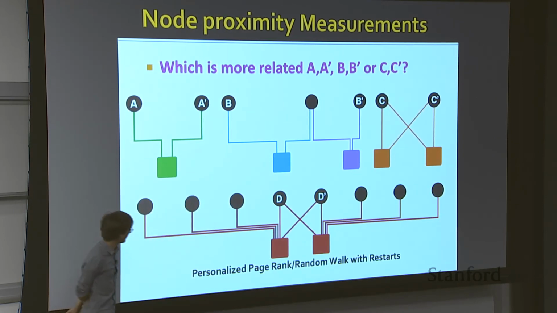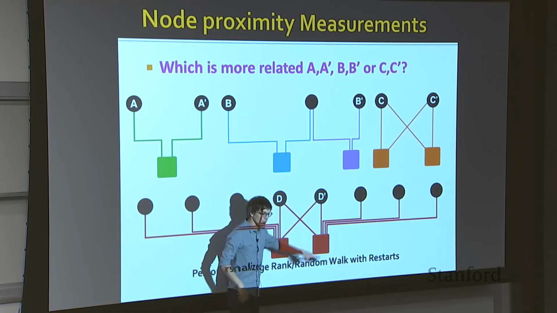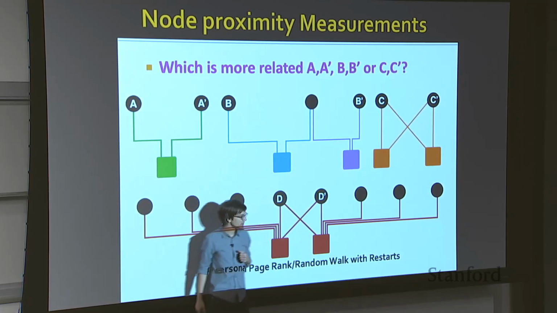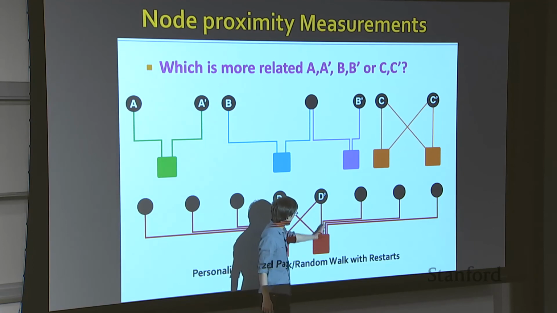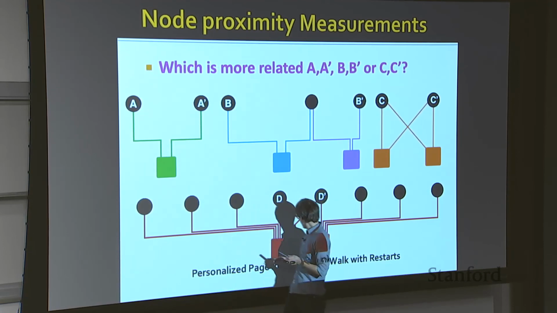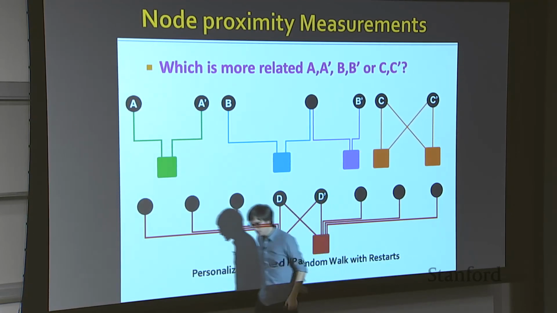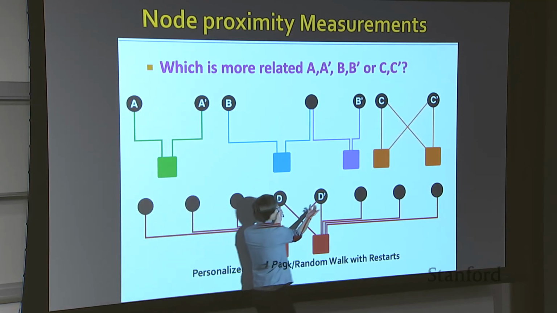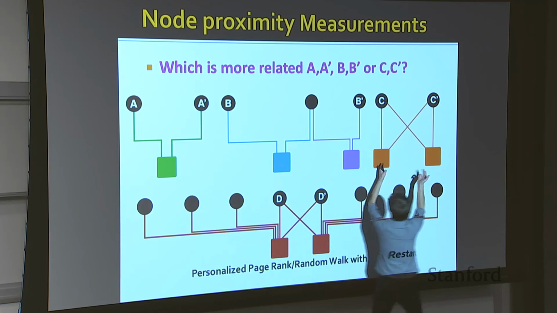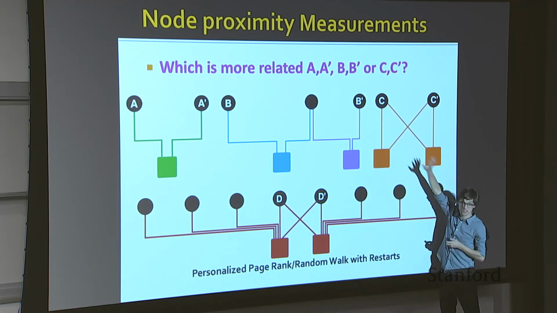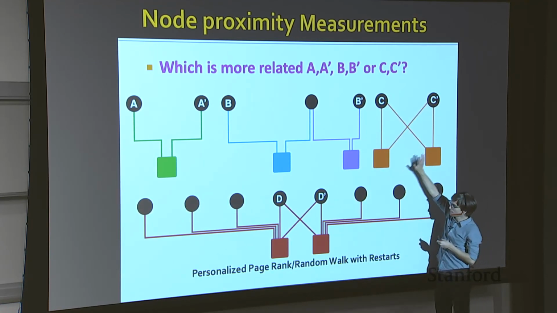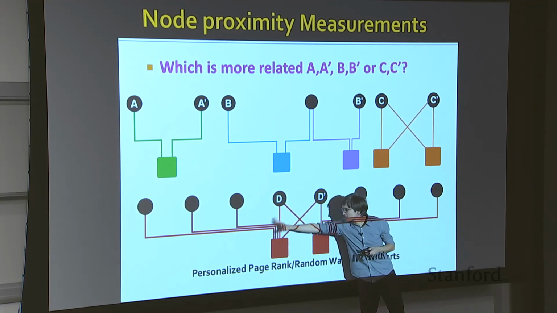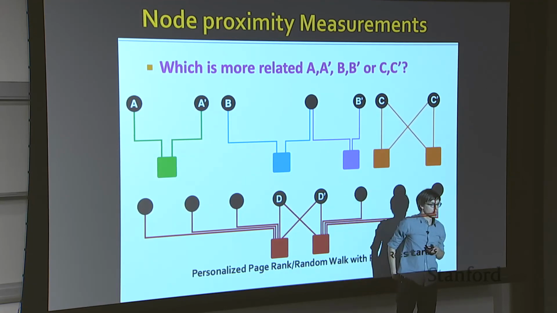Imagine the following. Imagine two red users who have both bought D and D prime, but then this user also bought a bunch of other items, and this other user bought a bunch of other items. And now you can say, are D and D prime more related than C and C prime? And we'd like to say that C and C prime are more related than D and D prime because of all this excess noise here, right?